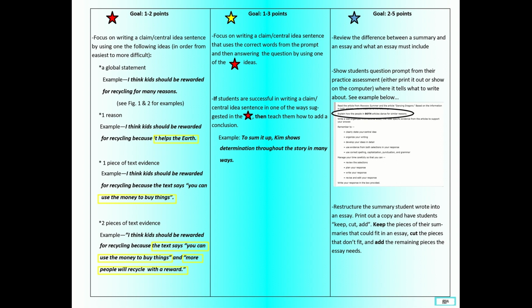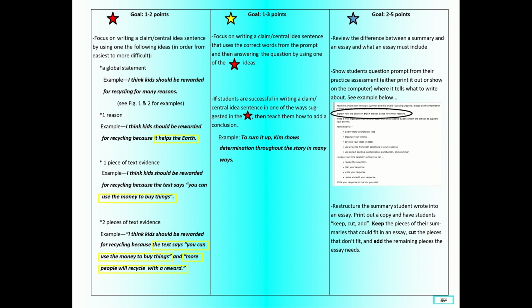Also, think about having them type a few easy phrases in a few ways for a few reasons. Those two things for those students will go a long way in helping them develop a central idea or a claim sentence.